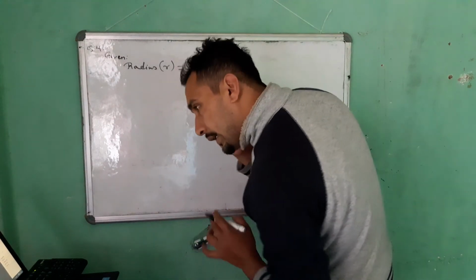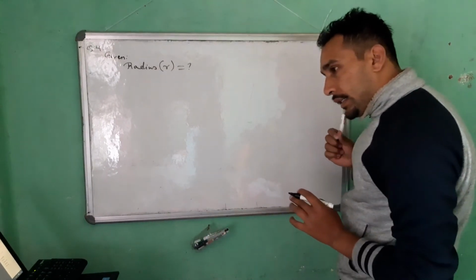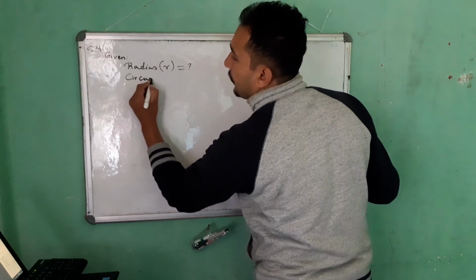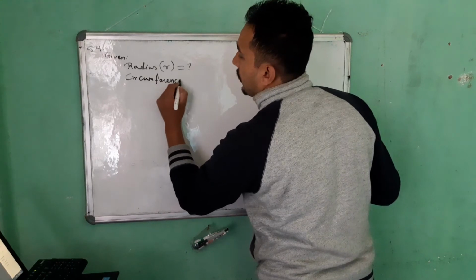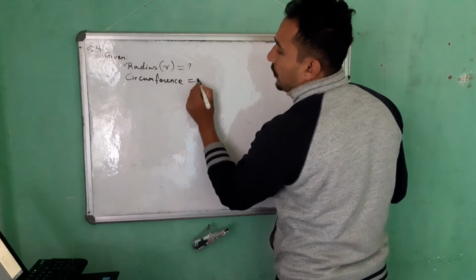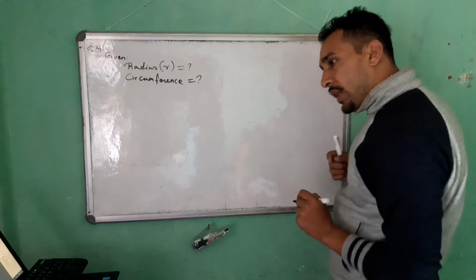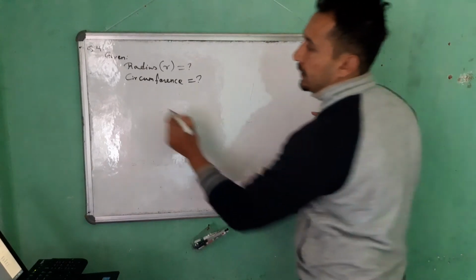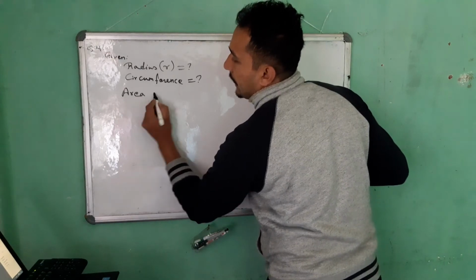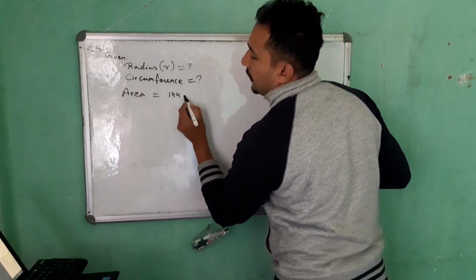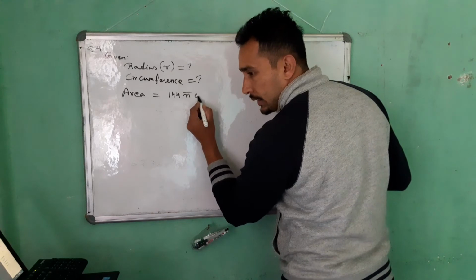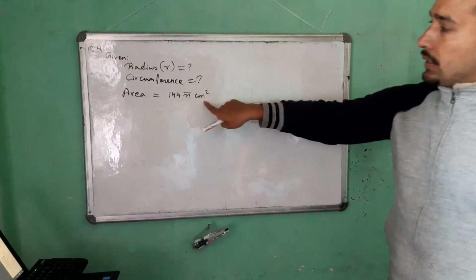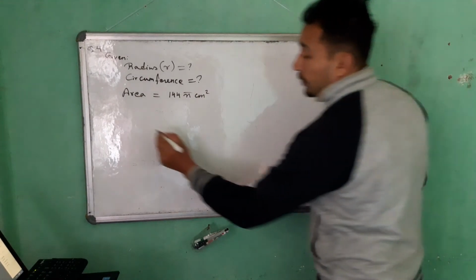Radius is question mark. Next, radius and circumference of circle. Circumference also you have to find. Circumference is also question mark. Find the radius and circumference of a circle whose area is given. Area is 144 pi centimeter square. This is given to you, so use the formula for area.